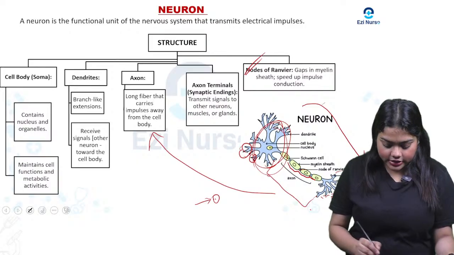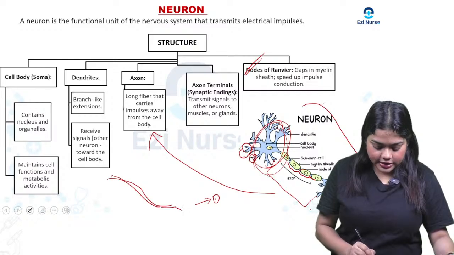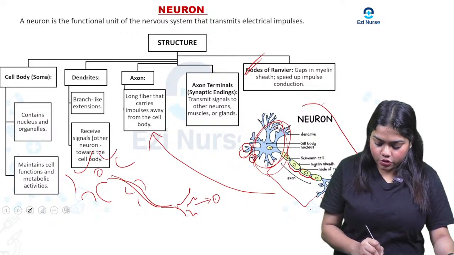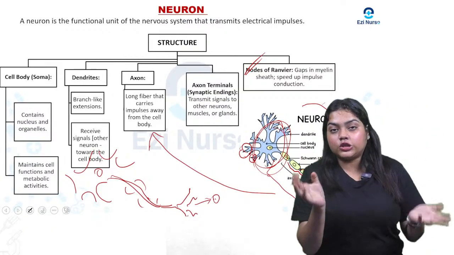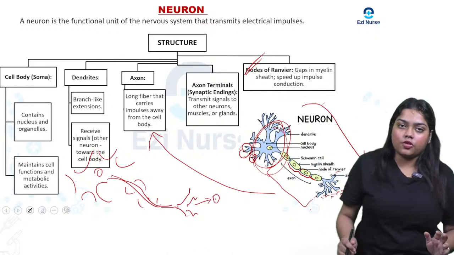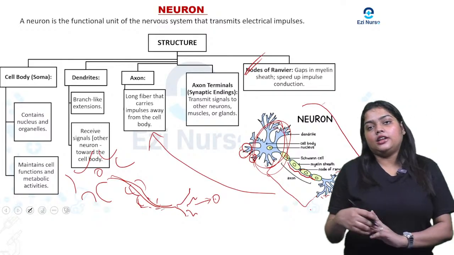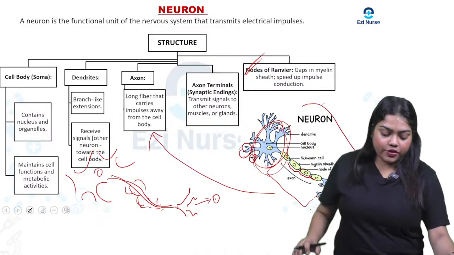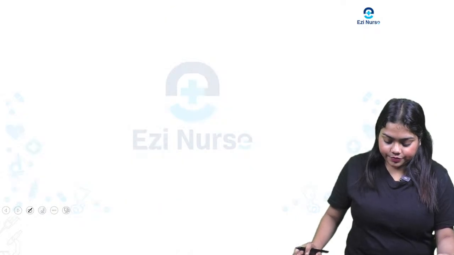So if in a neuron you find the body structure is like just like this, there will be dendrites, and there will be no Schwann cells or no myelin sheath. So there will be no nodes of Ranvier, and if there are no nodes of Ranvier, or no gaps in between, at that time what will happen? The speed of impulse conduction will be reduced for the neuron. So this is about the neuron.